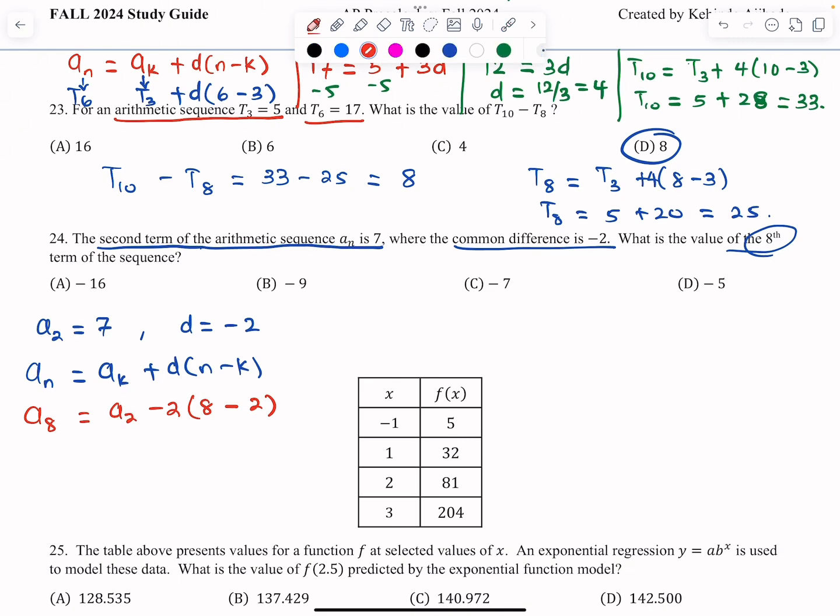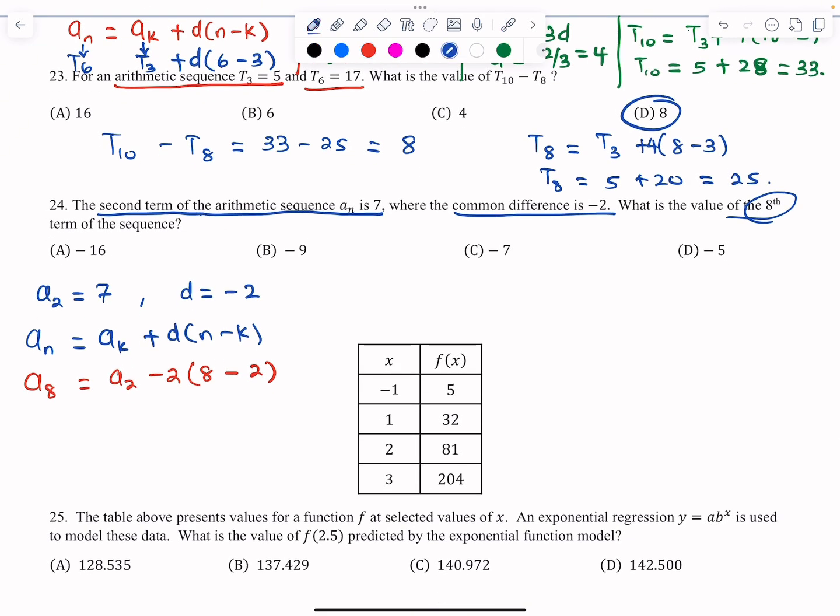And then let's do the math. Let's substitute everything we know. Of course, I am looking for A8. My A2 from the question is 7, minus 2 times 6. And then if you simplify everything that you have, you notice that your A8 is -5. So that one will give me -5, and that option is option D.